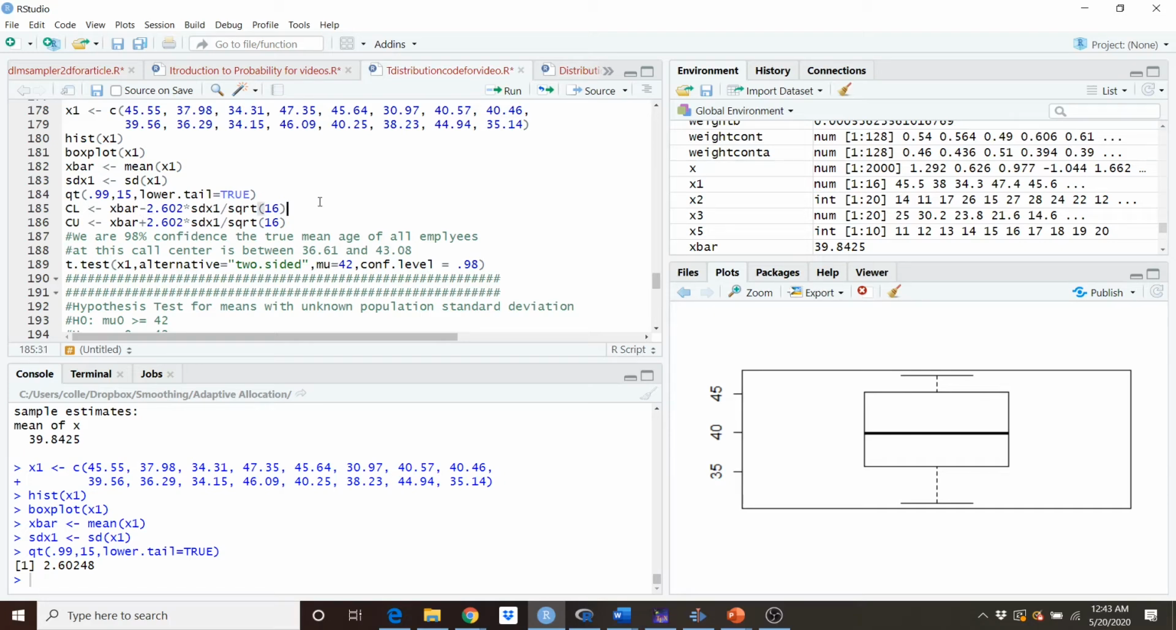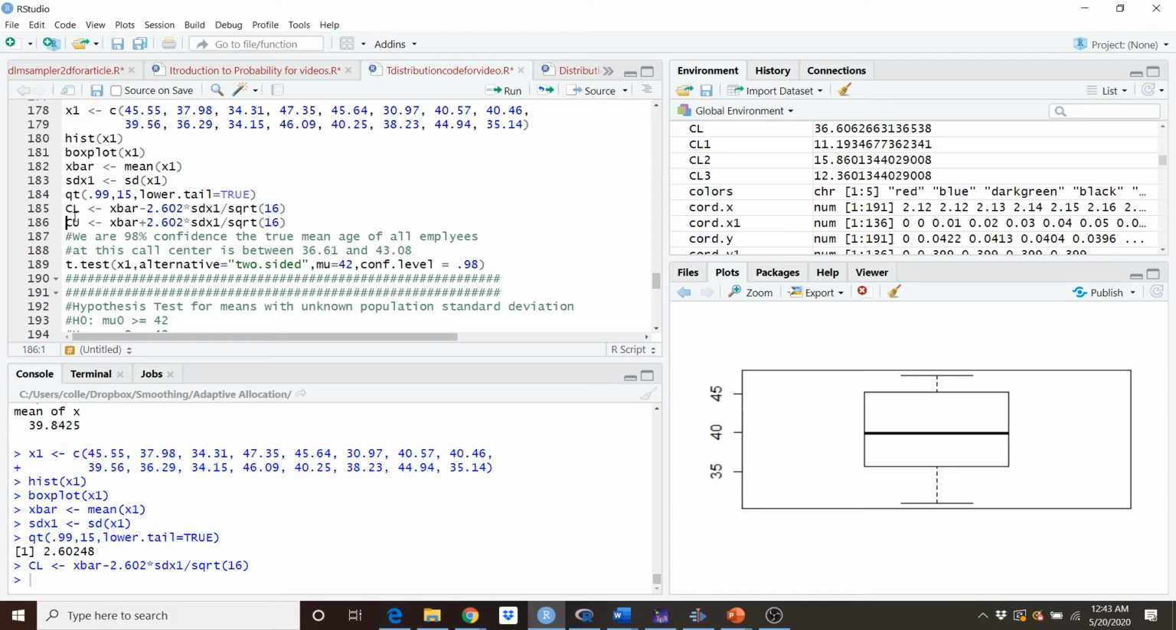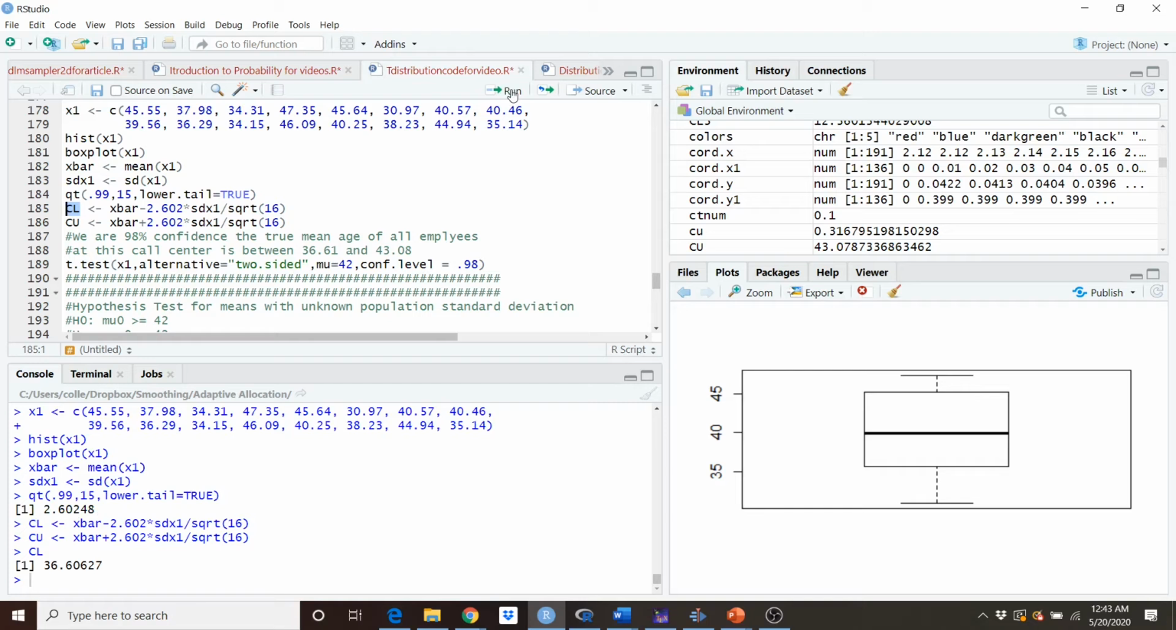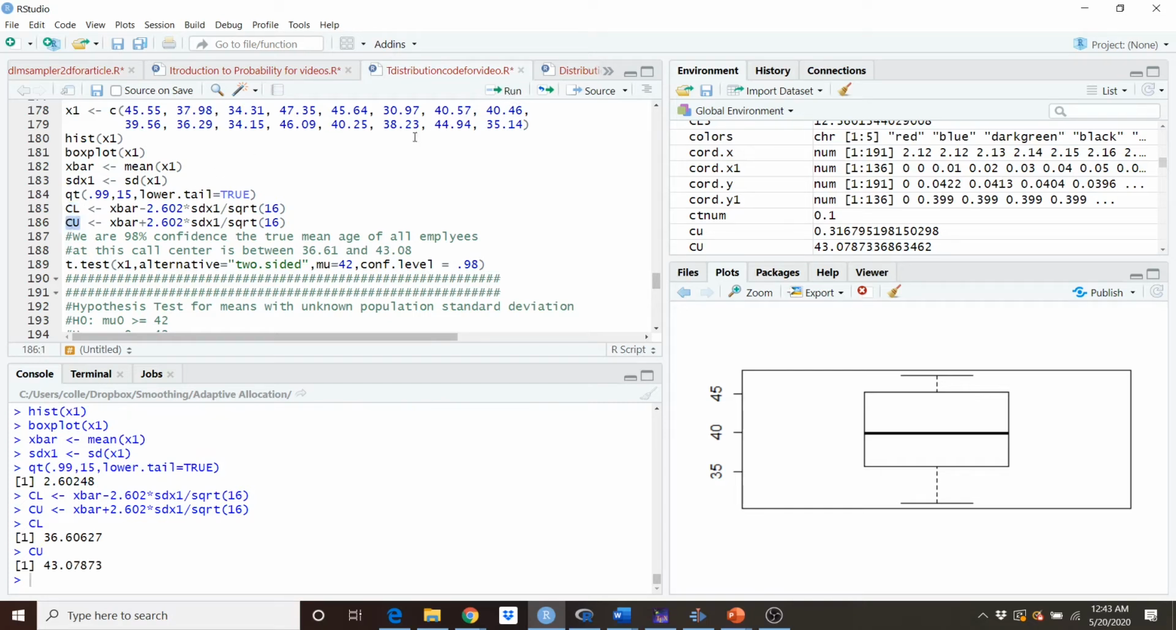Now my lower confidence limit is X bar minus T star times S over the square root of N. I can run this. And my upper confidence value is X bar plus T star times S over the square root of N. I can run this. What I get is my lower confidence value, 36.60627, and my upper confidence value, 43.07873. We're 98% confident the true mean age of all employees at this call center is between 36.61 and 43.08 years of age. This is the long way.